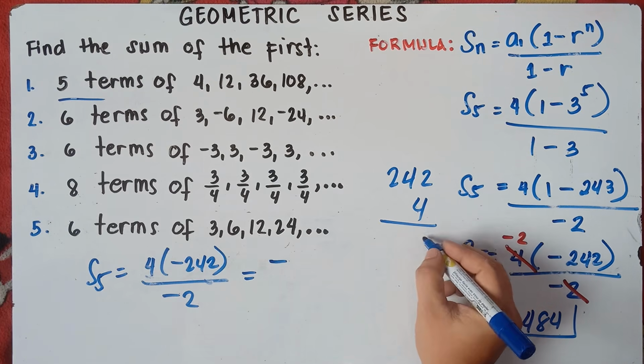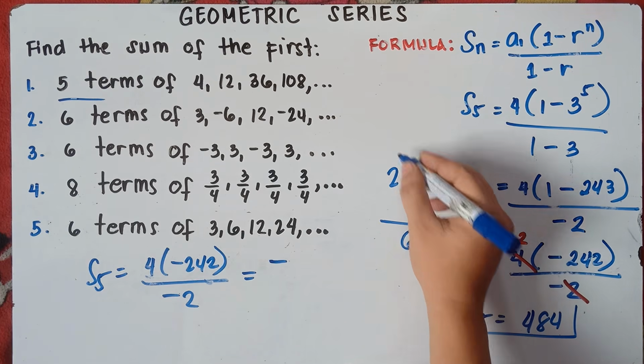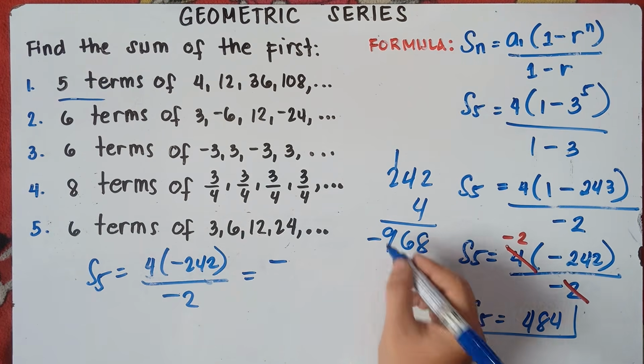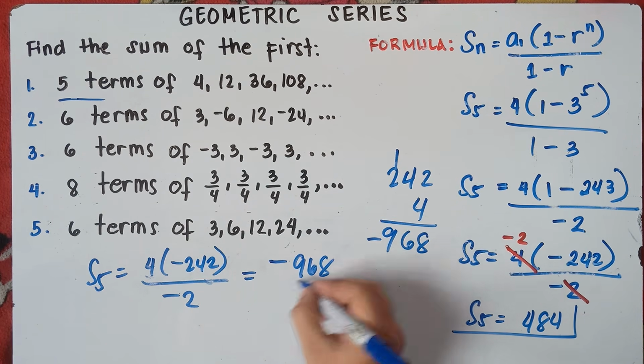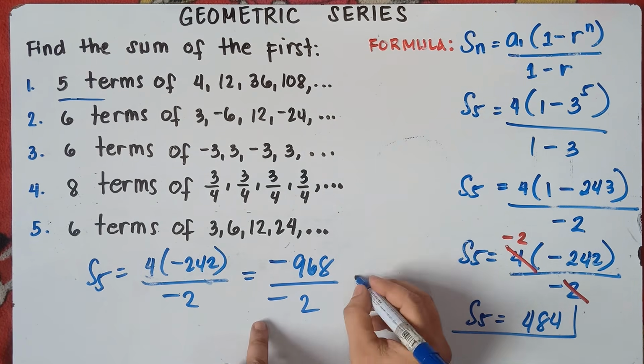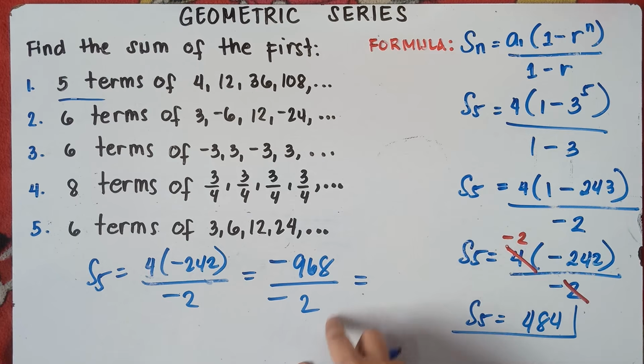So 4 times 2 is 8. 4 times 4 is 16. Carry 1. 4 times 2 is 8 plus 1 is 9. So negative 968. And then divided by negative 2. Of course, your answer will be positive because negative times negative is positive.